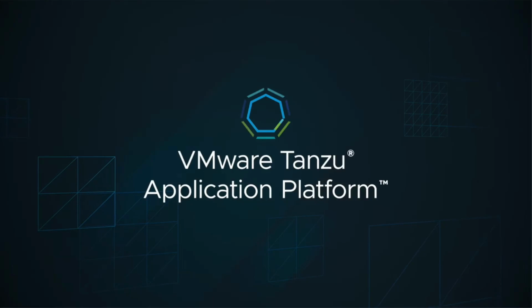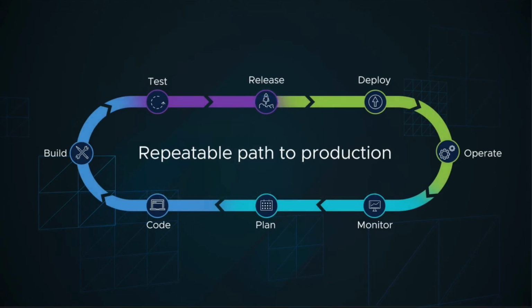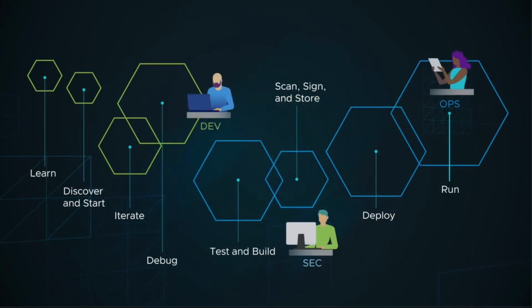VMware Tanzu Application Platform, TAP for short, is an end-to-end solution that simplifies building, deploying, and managing modern cloud-native applications on Kubernetes. It helps coordinate the work of Dev, Sec, and Ops to boost quality and productivity across the organization. In this demo, we'll focus on the developer experience.